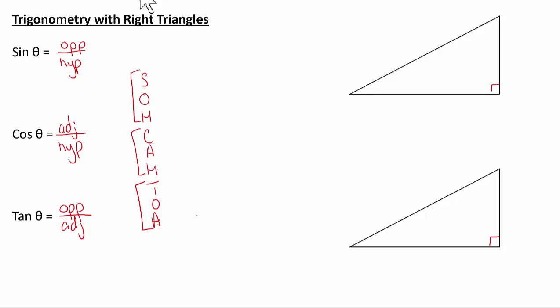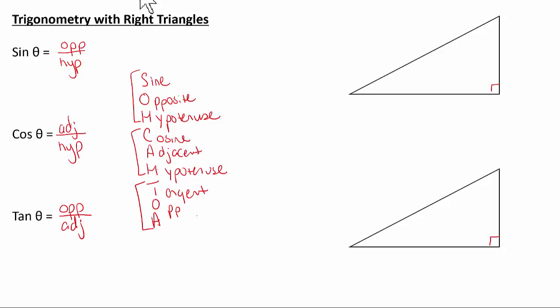And if you know the letters, then you have sine is equal to opposite over hypotenuse. Cosine is equal to adjacent over hypotenuse. And tangent is equal to opposite over adjacent. So however you memorize this, it's very important that you know these.